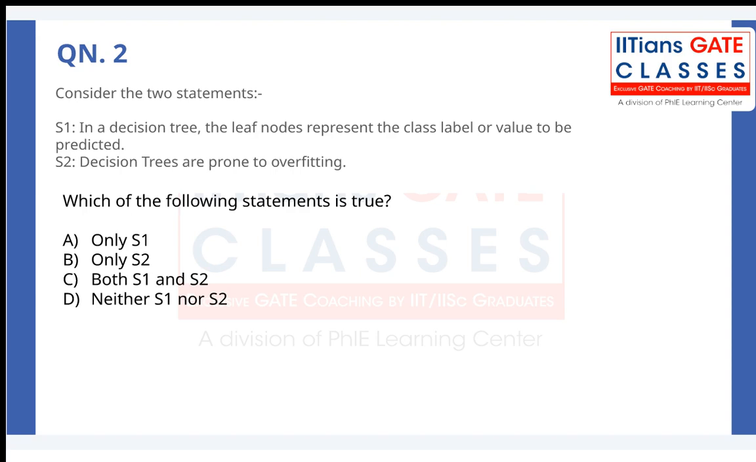So we just saw in the previous question that S2 is true because decision trees are actually prone to overfitting. Statement 1 says, if we have a decision tree, the leaf nodes represent the class label or the value to be predicted. Sometimes there are also regression models that you can design. So there is the decision tree regressor, and the random forest regressor, which is bagging, that's not in your syllabus. But the leaf nodes represent the class label in a decision tree. Is it true or false?